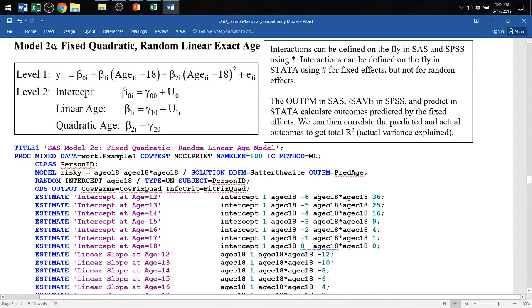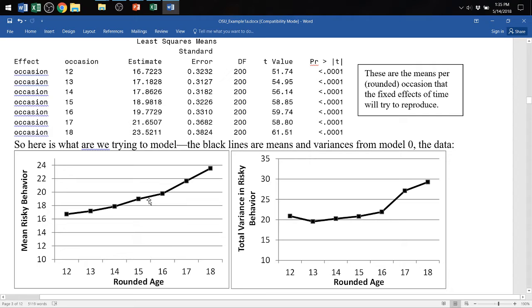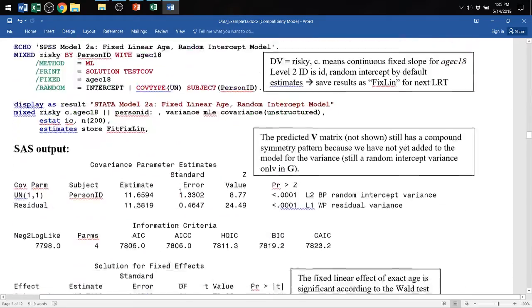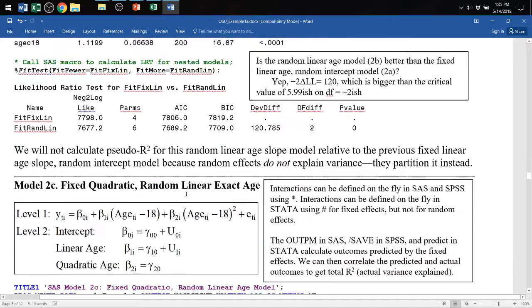So I'm here at Model 2C. In the original plotting of the data, this is what the means looked like over time. This here on the left, that looks bendy to me. So I'm going to try and approximate this trajectory by adding a quadratic effect of time. That's an easy way to do it because all software will let you do that.